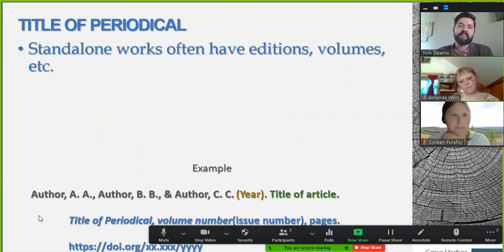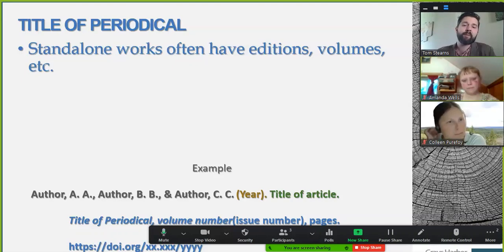Standalone works often have editions and volumes, etc., and we're focusing in this one on journal articles. Most journal articles will have a volume number and an issue number. In a volume number there's usually a new volume number every year. So the first year that they started publishing that journal, that was volume 1. Then the second year they started publishing that journal, that was volume 2, etc.